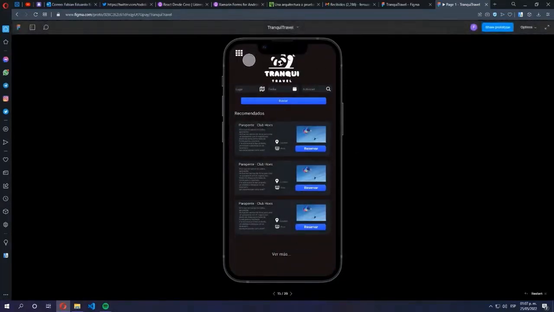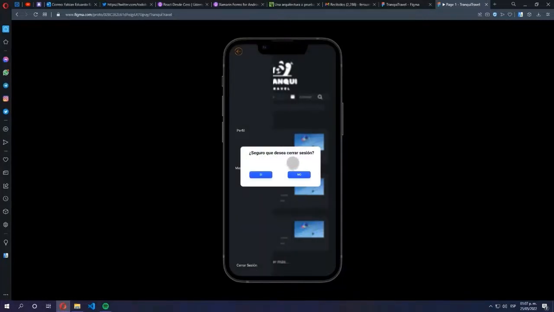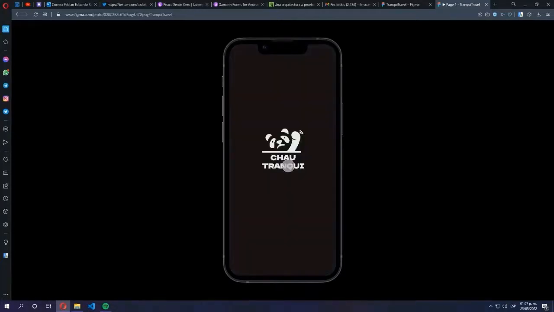Returning to the options, we can log out. Push the logout, and a pop-up asks if we are sure to log out, in this case yes, and it shows us a personalized splash screen. For this screen is our logo, but it is saying goodbye.